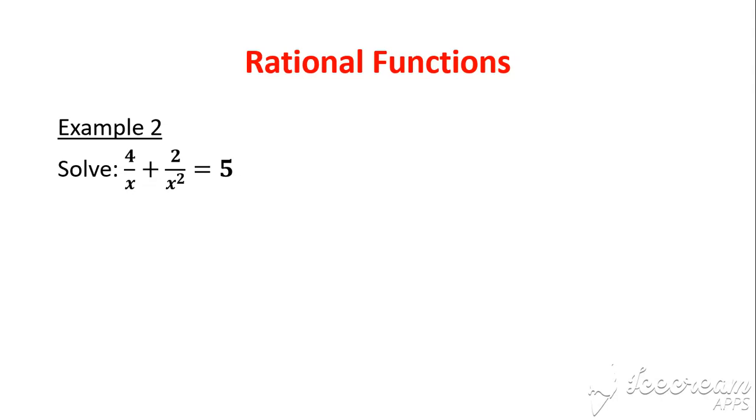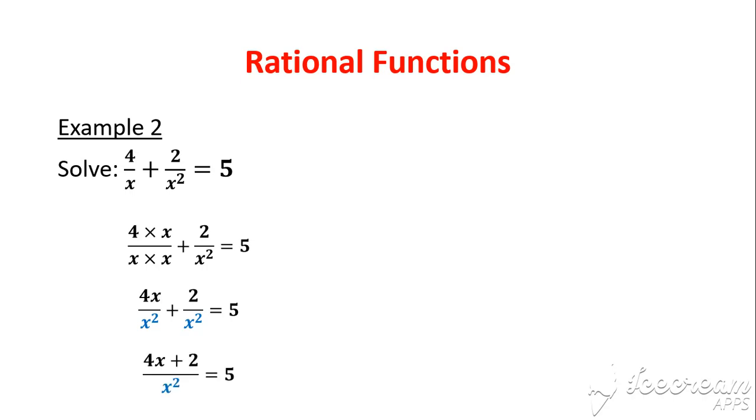Right, let's move on to example 2. We're going to solve 4 divided by x plus 2 over x squared is equal to 5. We need to add these fractions and get a common denominator first. So I'm going to take 4 over x and times the top and bottom by x. That gives me 4x over x squared plus 2 over x squared equals 5. I've got my common denominator. So now I can just go 4x plus 2 over my common denominator of x squared is equal to 5.